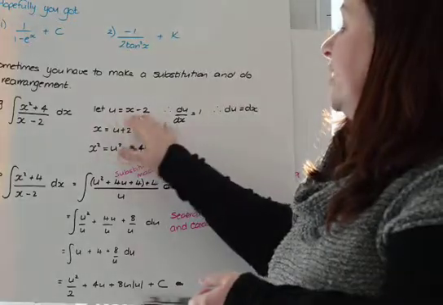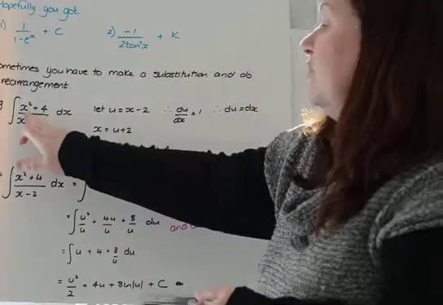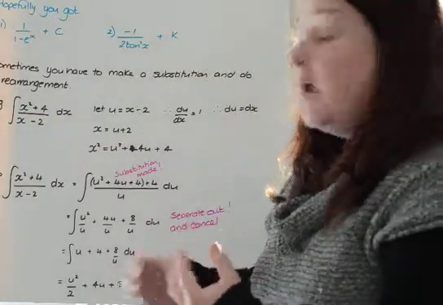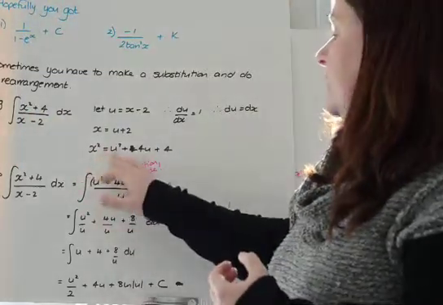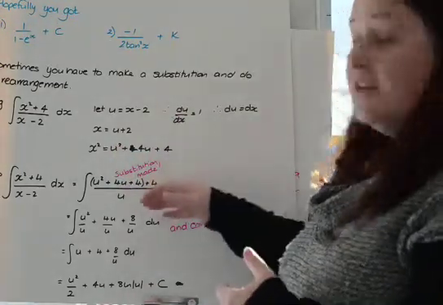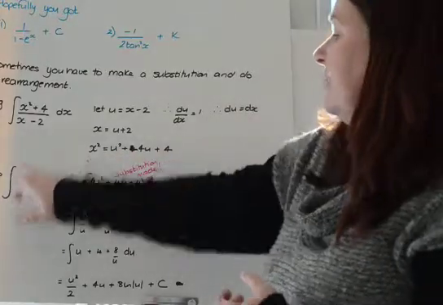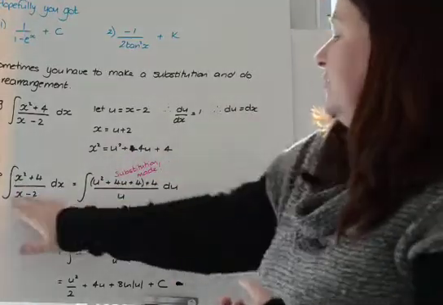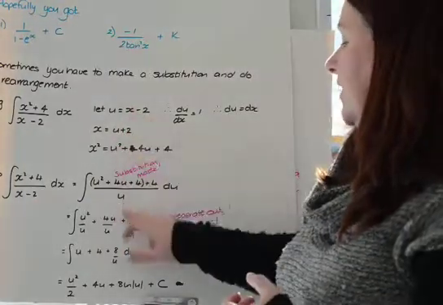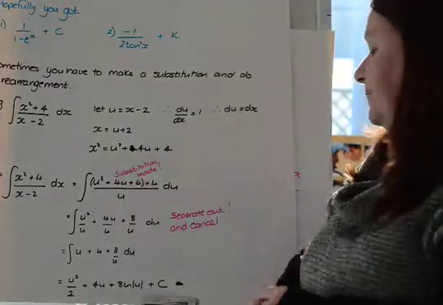So rearranging my u, I get x equals u plus 2. Now we've got an x squared in here, so I'm going to have to square this. So x squared is going to be u squared plus 4u plus 4. So now I can actually make my full substitution. I substitute my x squared into here, and I substitute my x minus 2 as u into the denominator, and change my dx into the du.